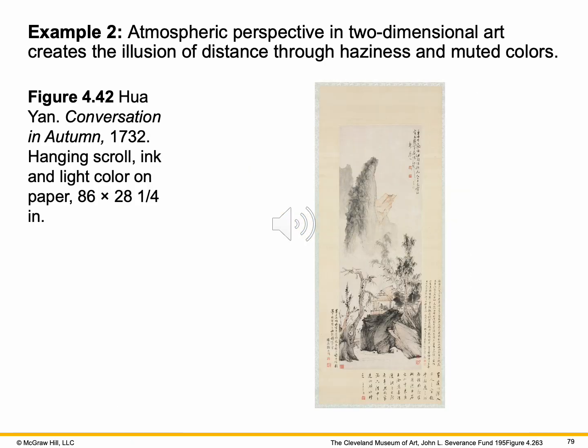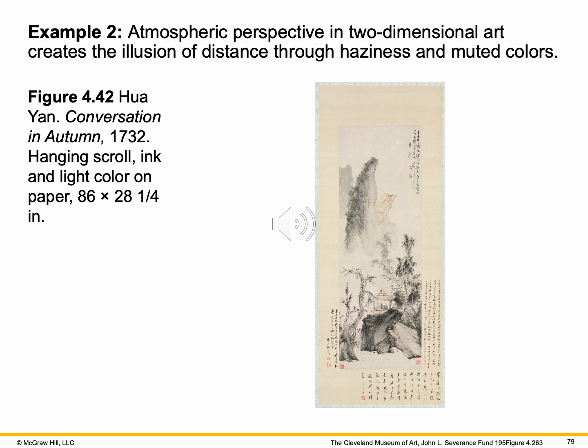Atmospheric perspective in two-dimensional art creates the illusion of distance through haziness and muted colors, as is seen in this work by Huayan, Conversations in Autumn from 1732. The trees and the rocks in the foreground are painted in dark strokes of ink. We can clearly see the leaves on the trees, the cracks and the crevices in the rocks, and the architectural details of the huts where the two figures sit, lost in conversation. A poem written on the painting in Chinese calligraphy explains that they are discussing the sounds of autumn.